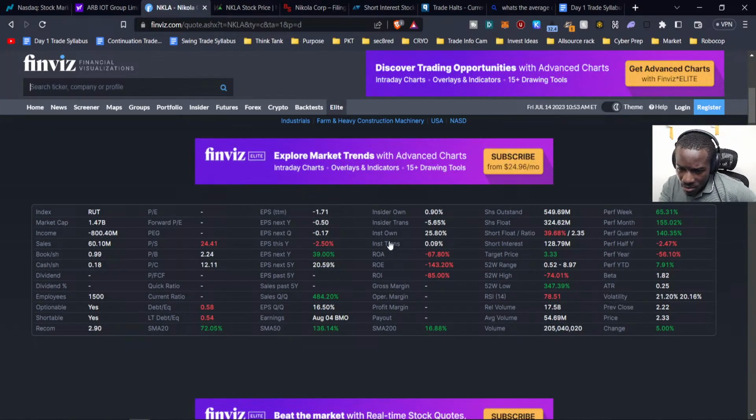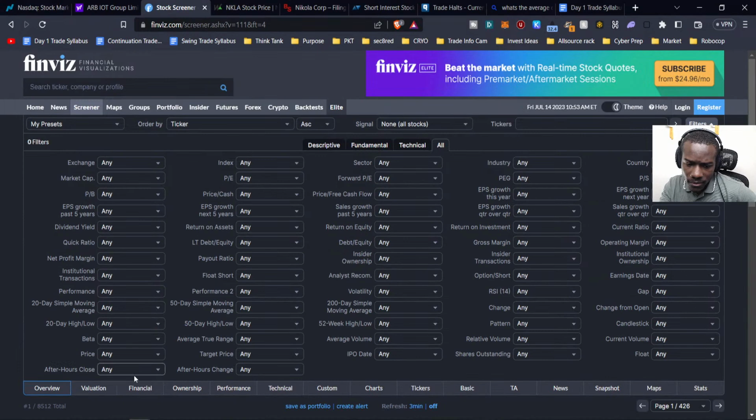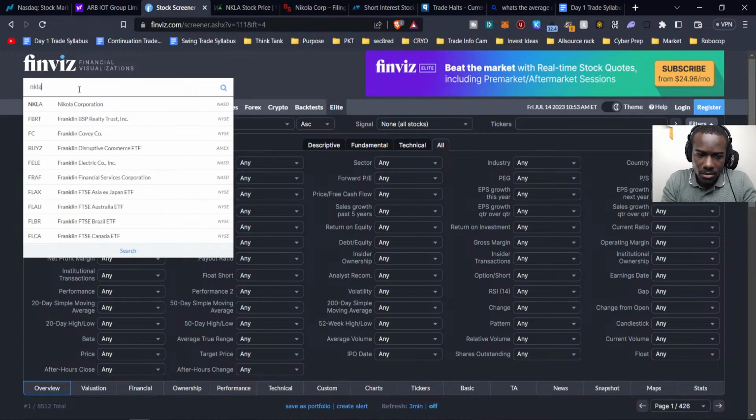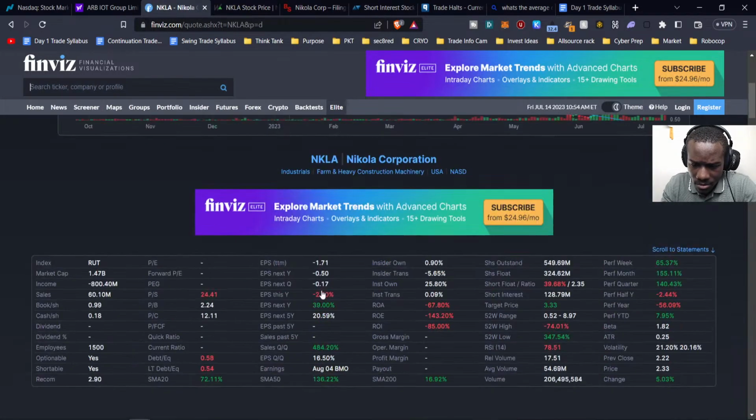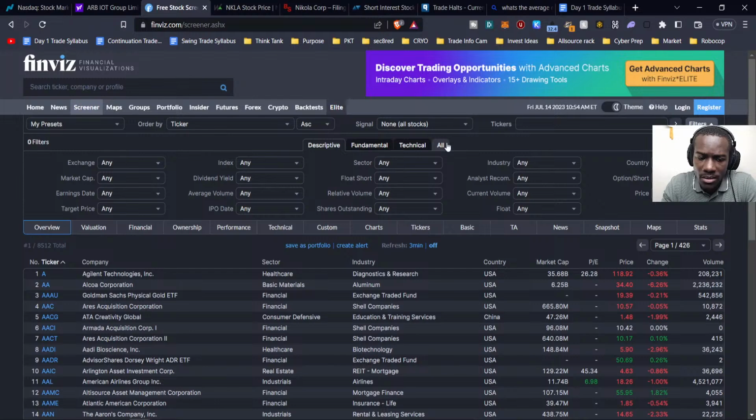How dependent is this on the market? Very. Market cap, dividend. I think it's called Delta, if I'm not mistaken. Because we go over here in the screener, go to all. Beta, is it? Okay, beta. Where's the beta at? Beta right here, 1.82. So let's go look at what 1.82 is.